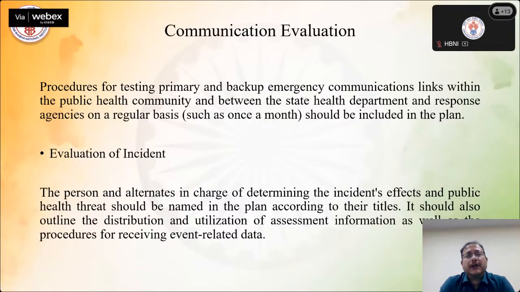It is already done, but in case of a new disaster scenario spectrum, then it is tough for us to name these people and this thing. But as per the SOP, it is very much clear that the name of the incident commander, name of the 2IC, and all these things should be there in the plan. It should also outline the distribution and utilization of assessment of information as well as the procedures for receiving event-related data. Because as soon as we understand the data, the medical facility or the treatment can be easily traced.